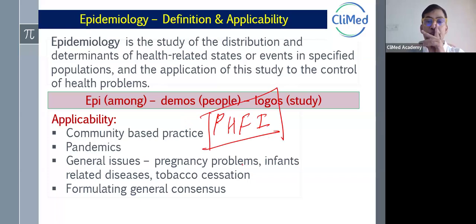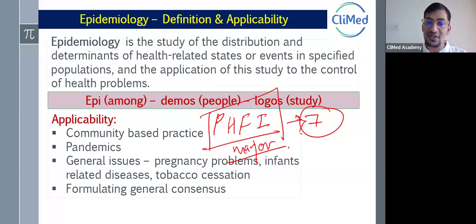Okay, this is the Government of India Institute. There are 7 centers, 7 institutes in India for PHFI. PHFI and ICMR collaboratively work on that, but PHFI is the major stakeholder for epidemiological and public health studies.